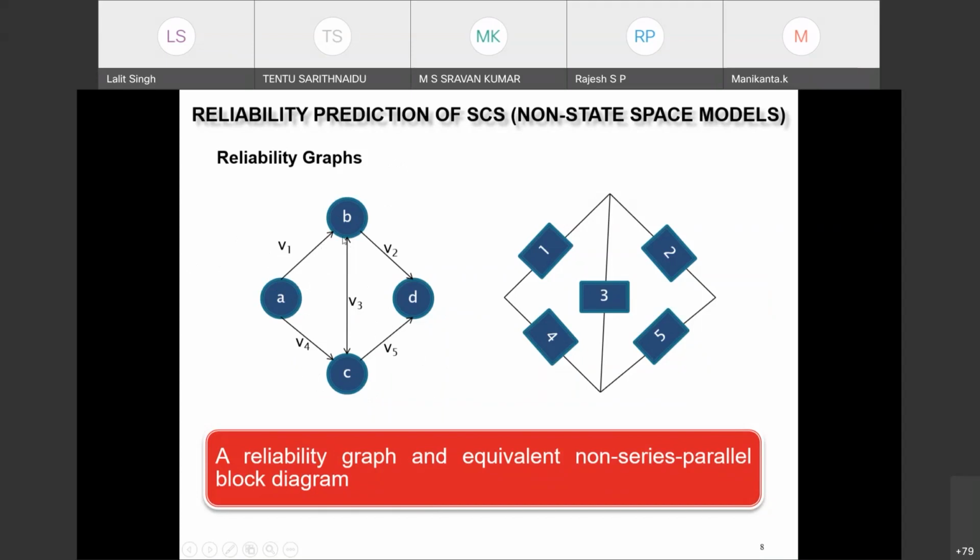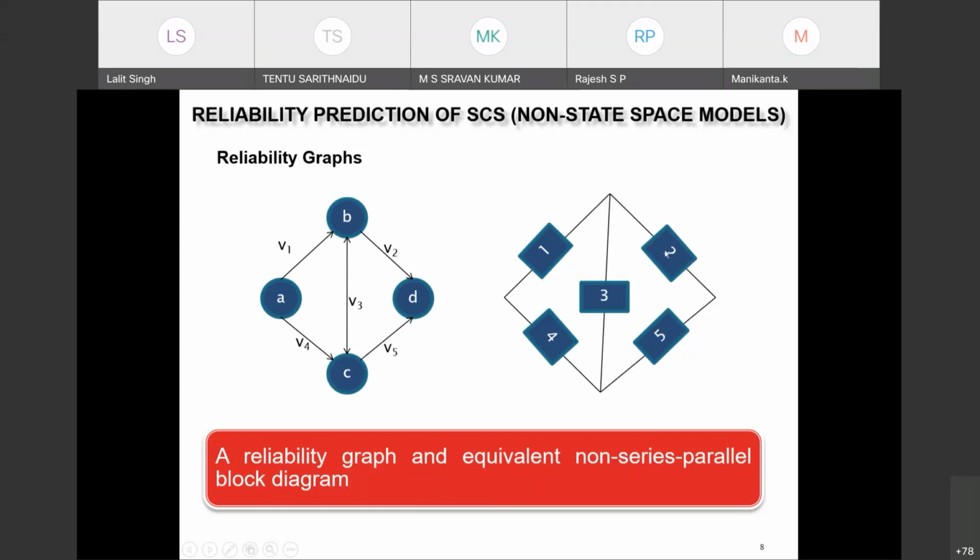We can equivalently transform it into the reliability block diagram, which is shown on the right side. As I said, all these V's are the components themselves. So I have replaced V1 by component 1, V2 by component 2, and likewise. All these vertices are the connectors, which I'm using to represent the connections between the components. And now I can solve this reliability block diagram.